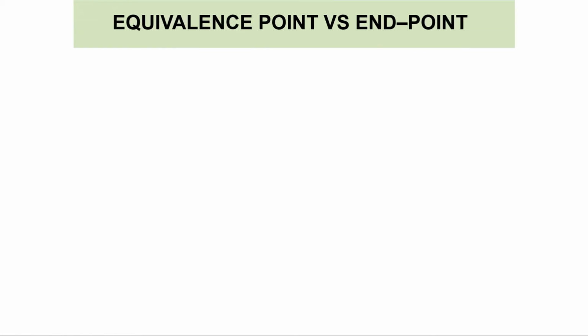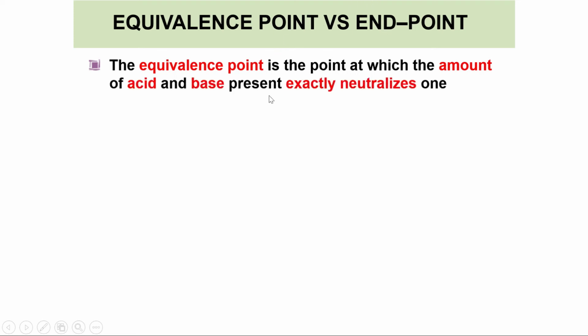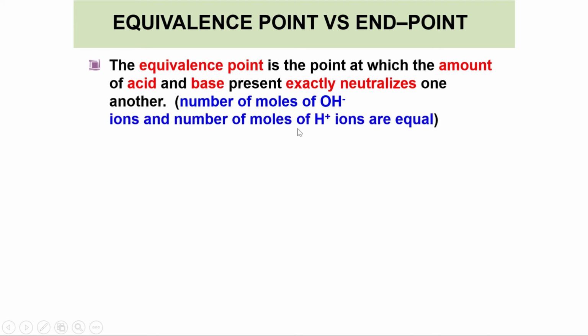Next, equivalence point versus endpoint. You need to be able to distinguish between equivalence point and endpoint. So what's meant by the equivalence point? The equivalence point is the point at which the amount of acid and base present exactly neutralize one another. Or in other words, the number of moles of hydroxide ions and the number of moles of H+ ions are equal. So we know that we need to stop the titration when the reaction has completed, that means when the acid and base neutralize one another.